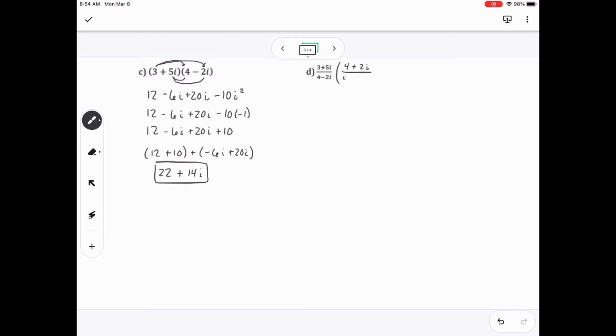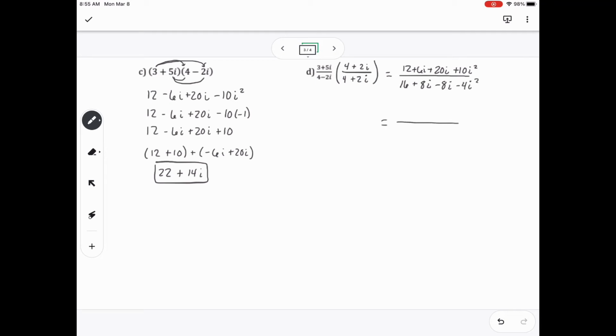For letter D, here we have division, and notice that in the denominator we have 4 minus 2i. This is like having a radical in the denominator, so what we need to do is rationalize it by multiplying top and bottom by the complex conjugate. So since we have 4 minus 2i, I need to multiply both top and bottom by the opposite. So the middle sign will change, nothing else. So that would be 4 plus 2i. And then from there, I would just use my skills from multiplication to do the top and the bottom.